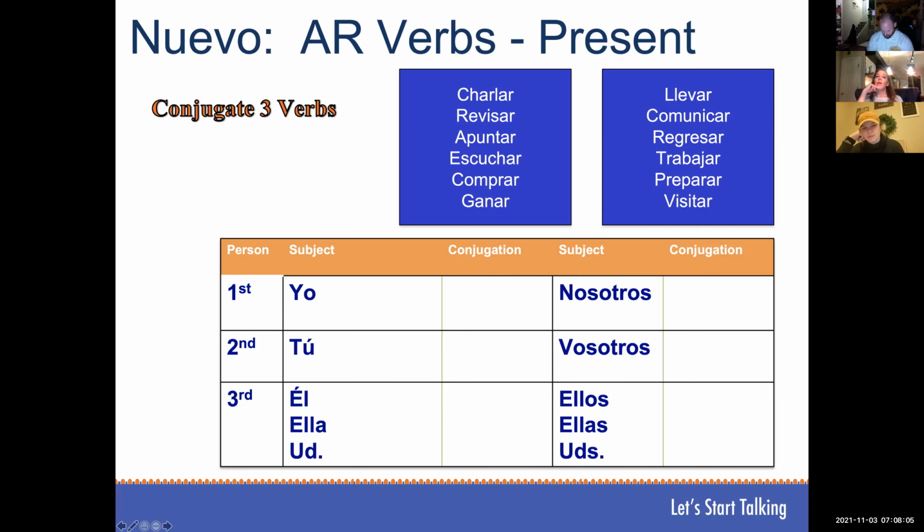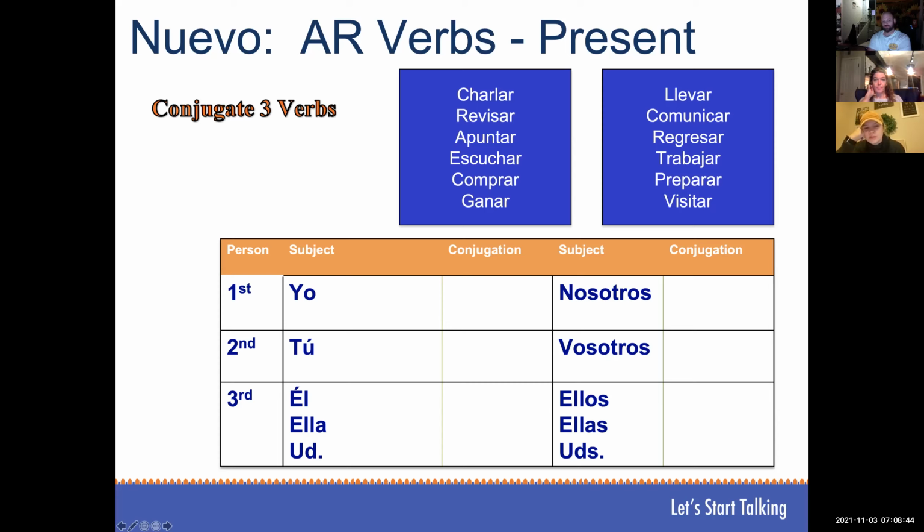Sky? Yo reviso, tú revisas, él... or no, I did that wrong. Tú revisas. There you go. Is that right? Él revisa. Ella revisa. Usted revisa. Nosotros revisamos. Ellos revisan. Ellas revisan. Ustedes revisan. Muy bien. Carly, one more.